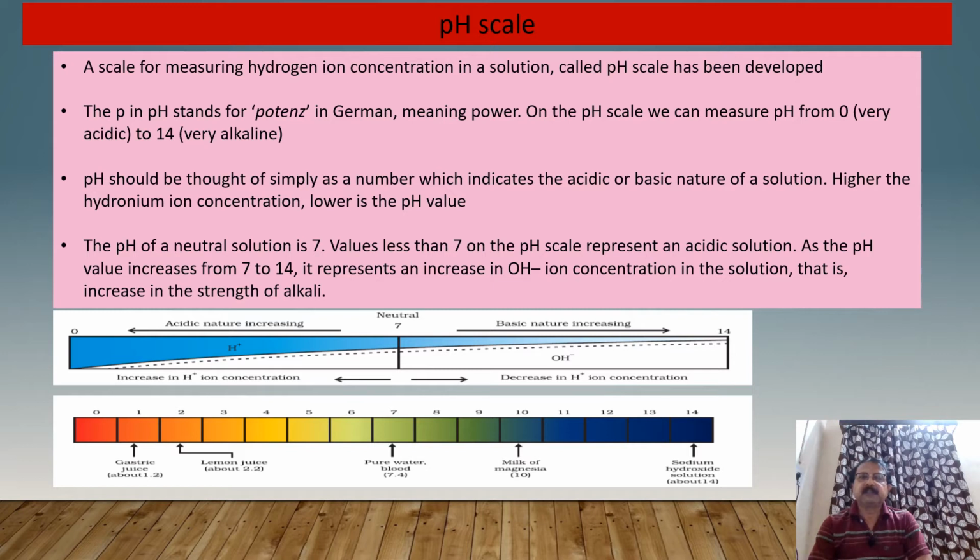A value less than 7 on the pH scale represents an acidic solution. As the pH value increases from 7 to 14, it represents an increase in OH- ion concentration in the solution, that is, an increase in the strength of alkali, meaning strength of base.